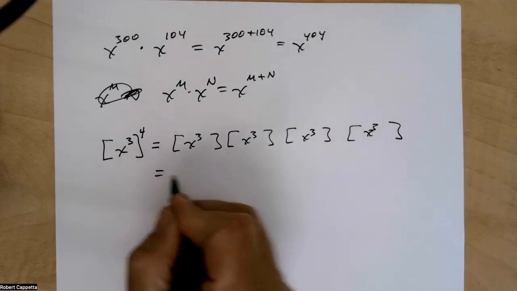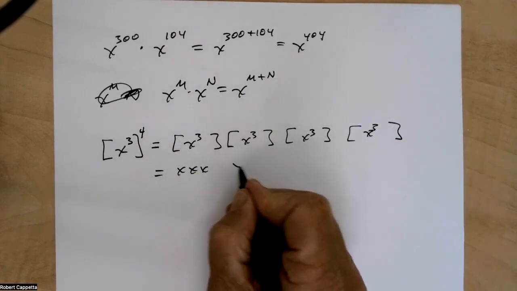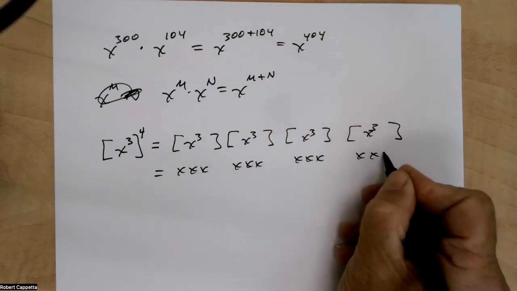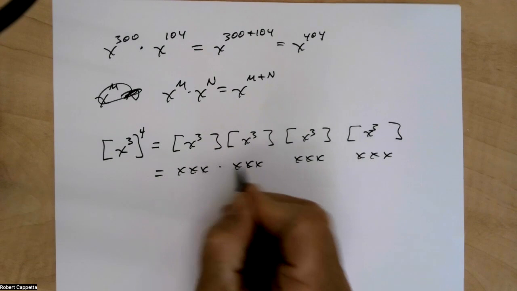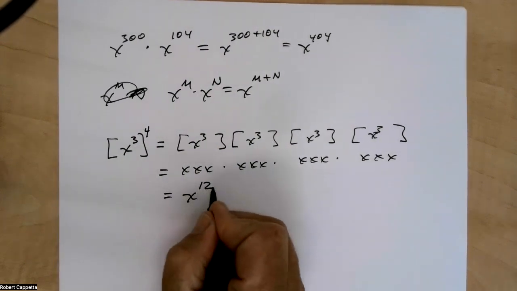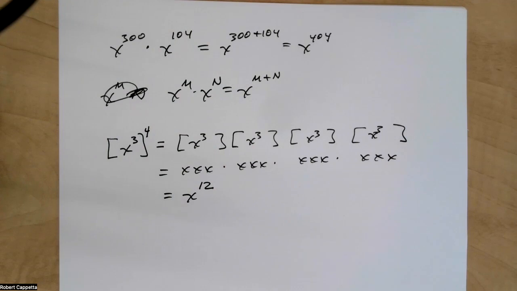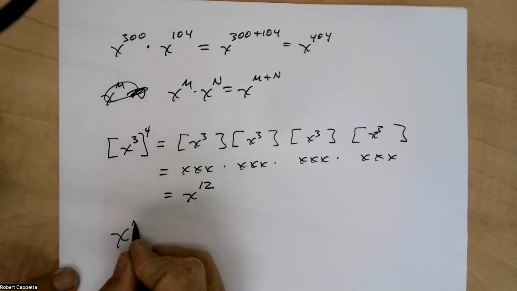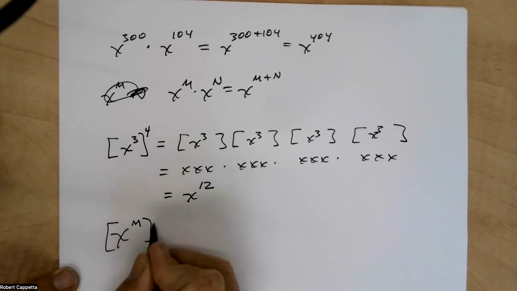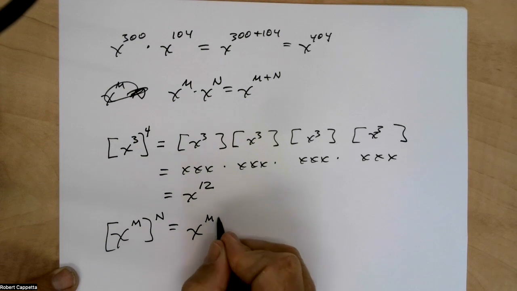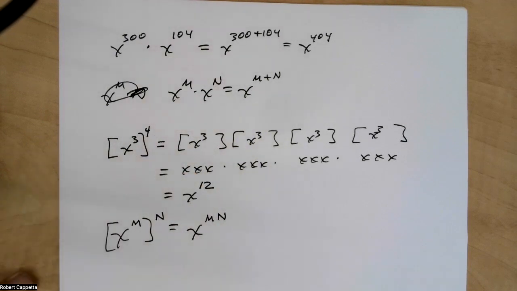And what does that mean? That means x, x, x, x, x, x, x, x, x, x, x, x. How many x's is that total? That, of course, is x to the 12th power, which indicates another rule for us. If I have x to the m all raised to the n power, that requires us to multiply our exponents. Like you saw here, 3 times 4 is 12. That's going to be our idea.